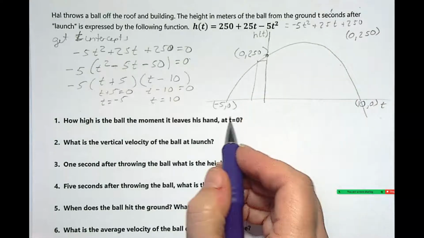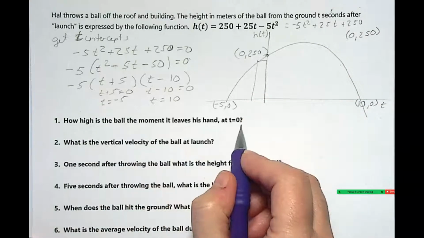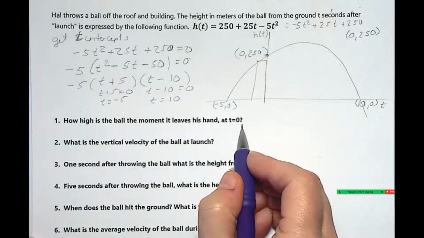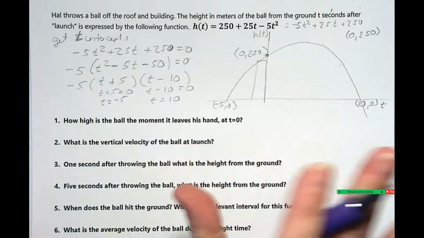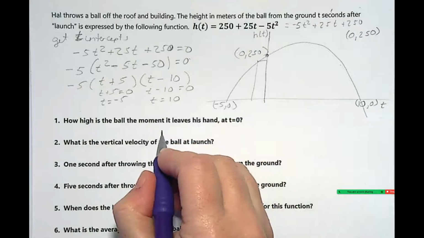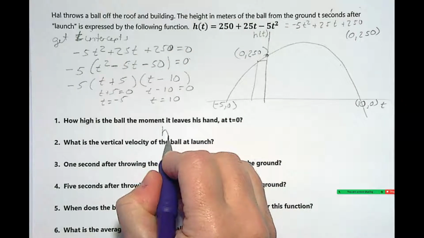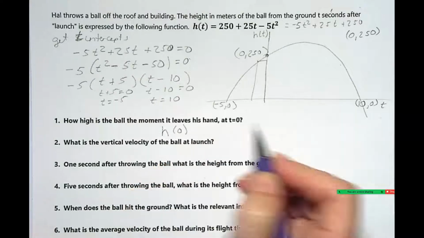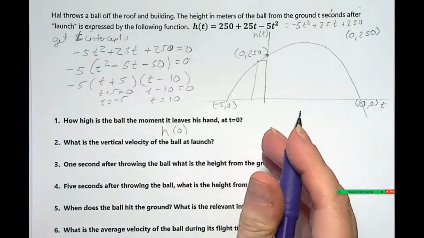So how high is the ball at the moment it leaves his hand? I want you to get in the habit of saying this is regular old algebra, h of 0, so that if you do something spazzy, you can still get credit.